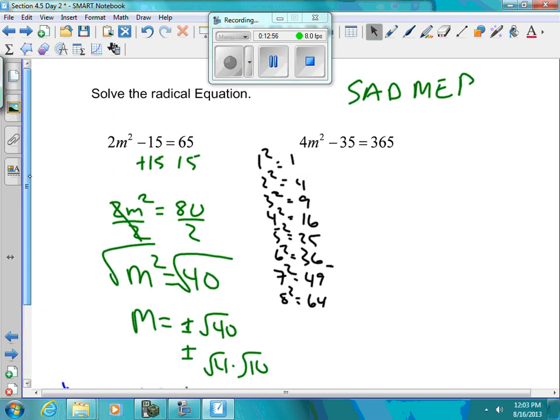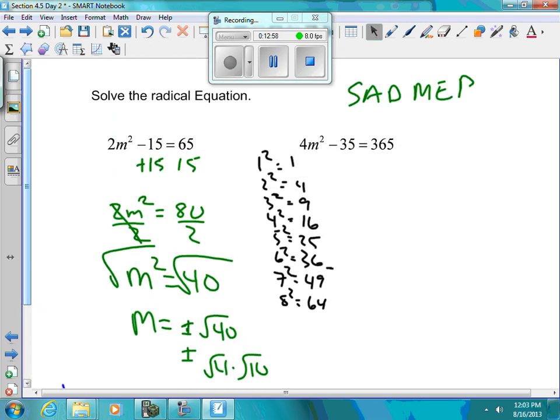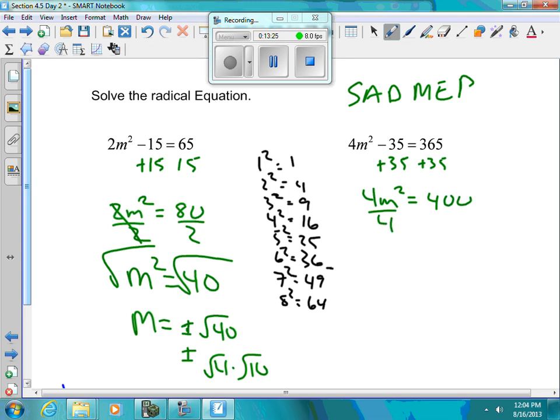Okay, if you haven't tried the other one, pause it now and get back to me when you're ready to check it. This one's almost a mirror image of the other one. It's the same. It's a negative constant term here next to the m, so we're subtracting 35. We have to add it. We add 35 to both sides. We add 35 to 365. We get 400. Divide both sides by 4.